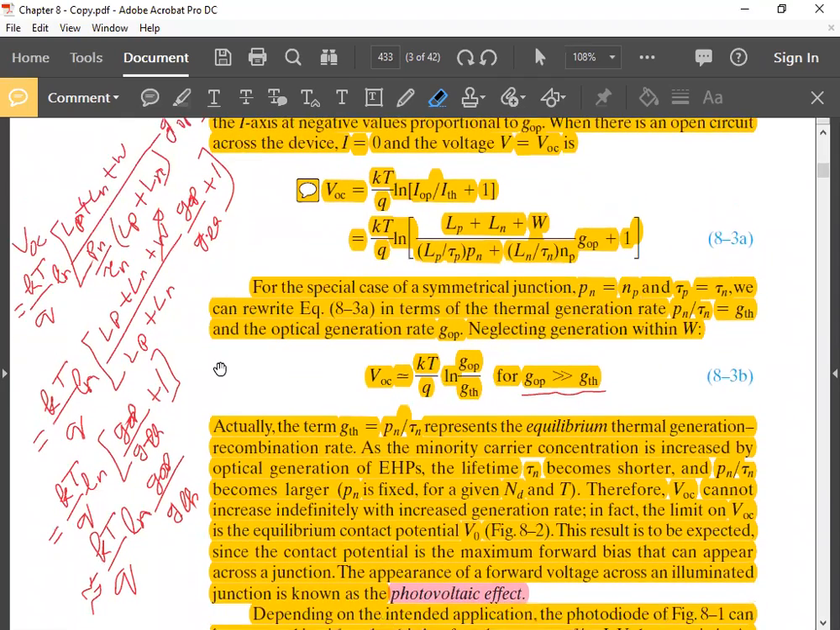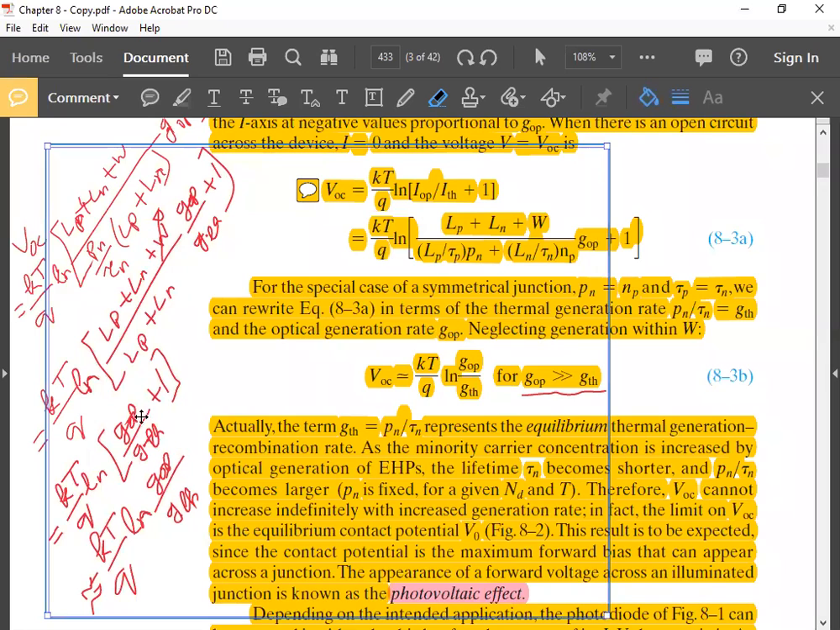The objective is to give you an idea about how VOC varies with the optical generation rate and thermal generation rate. That's why they are doing this simplification. So if we ignore the generation within W, then Ln plus Lp will cancel from numerator and denominator, right? So we'll get kT by q ln (G_OP by G_thermal plus 1).